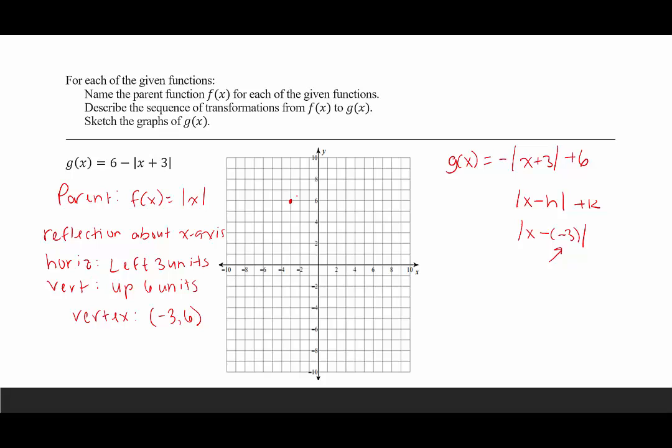And then what we do, this is a negative, so we go down 1, and then to the right 1, down 1 to the left 1. From there, down 1 to the right, down 1 to the left. You can see that V forming, and that's what our absolute value graph would look like.